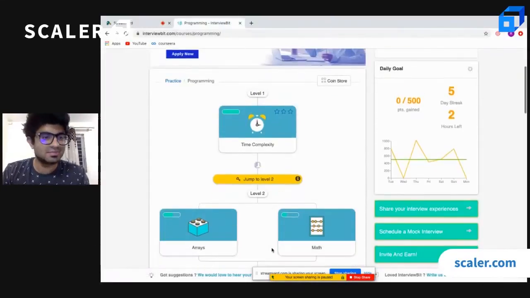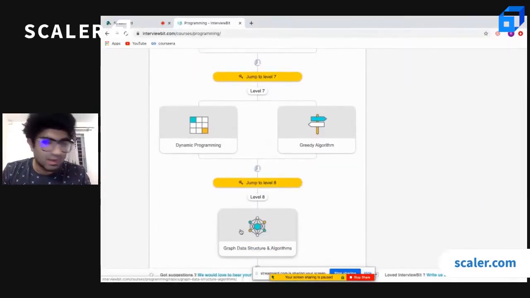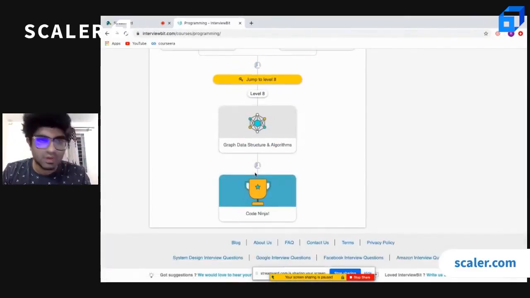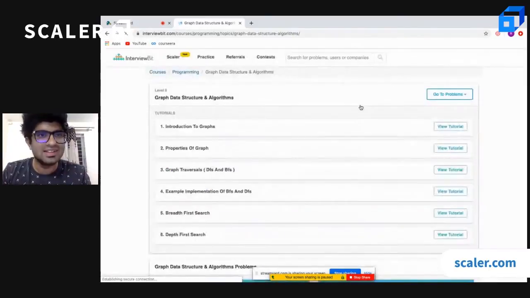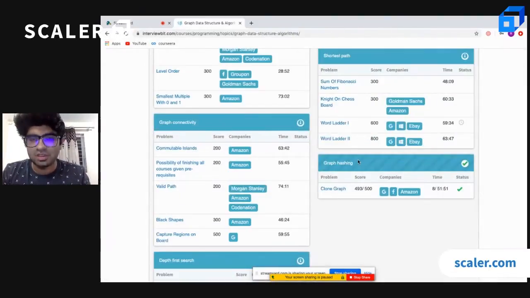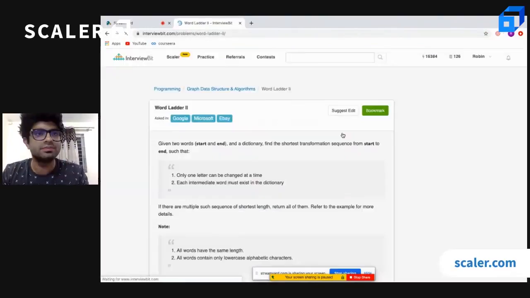Hey everyone, myself Robin Khurana. Today we will discuss some questions on graph data structures and algorithms. One of the guys asked me to solve the problem Word Ladder. Let's start with that problem only. Let's start with the difficult version of it. If I solve this, then it will be your homework to solve the easier part of this algorithm. Fine.